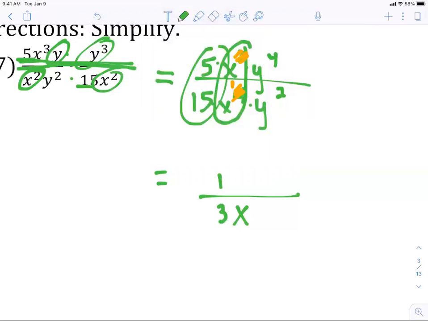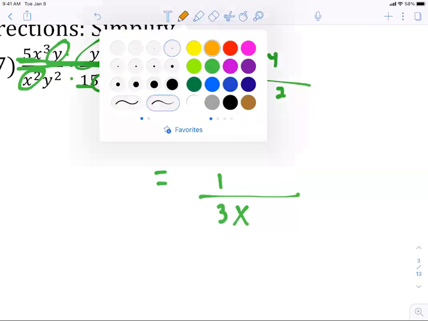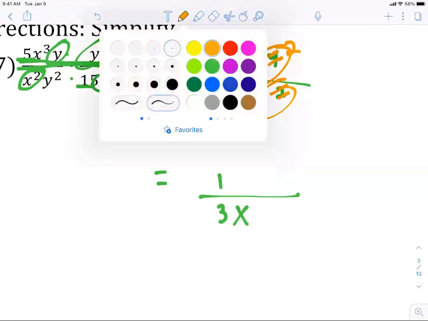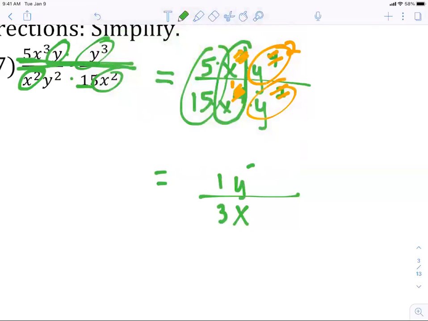And then for my y's, same thing actually. For my y's, I have 4 on top and I have 2 on the bottom. So 2 of the ones on the bottom are going to cancel with 2 on the top, and 2 are going to be left over. So 2 y's are left on the top. And that's as simplified as we can go.